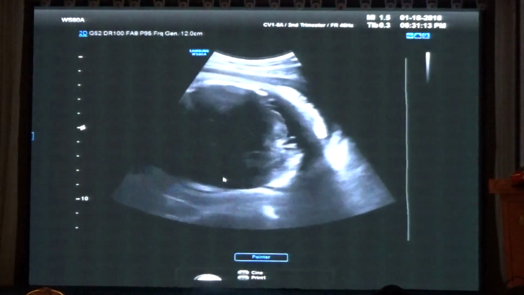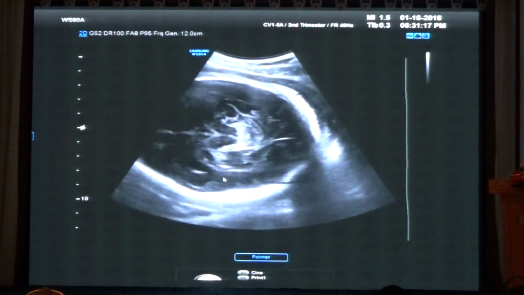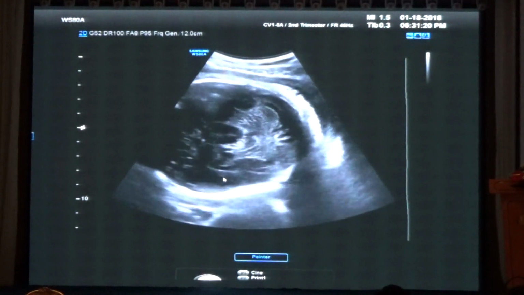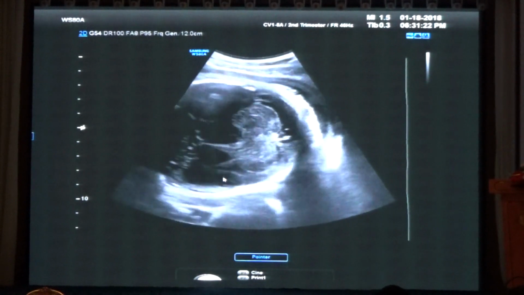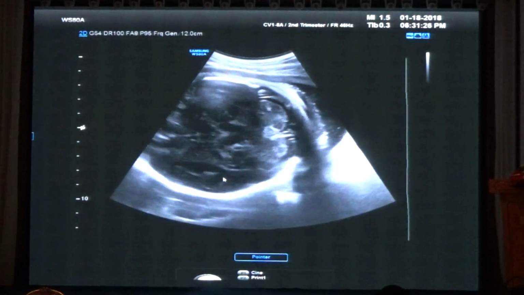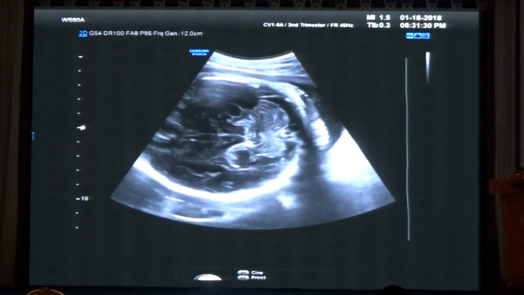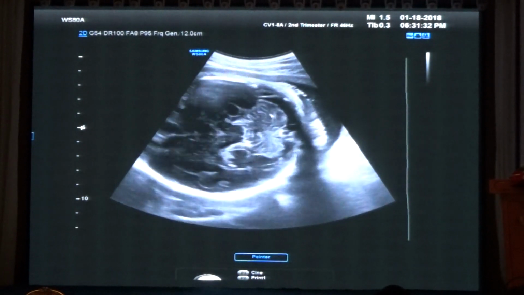I usually start by the head, and this baby is spectacular. I can look at the folia of the cerebellum. Tomorrow we'll be talking about the brain. You see the vermis over here. You see the brain stem over here. These are the folia of the cerebellum.